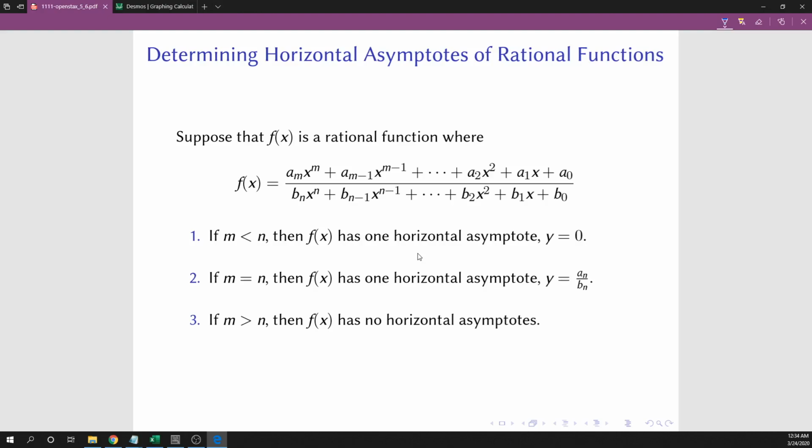Okay, so now what we want to be able to do is determine the horizontal asymptotes of a rational function, basically just by looking at the function. Looking at the graph, it's pretty straightforward, but we want to be able to look at the function itself and determine what the situation is with the horizontal asymptotes.